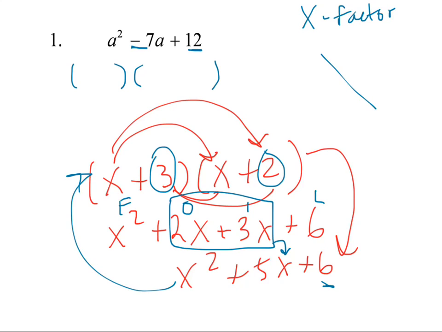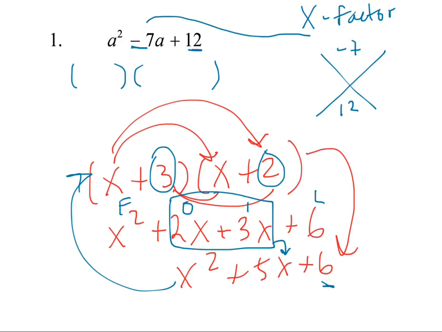The X factor is you write a big X, and you write the coefficient of the middle term in the top part of the X, so that should be -7, and you write the constant at the bottom. And then you ask yourself, what two numbers add to -7 and multiply to 12?